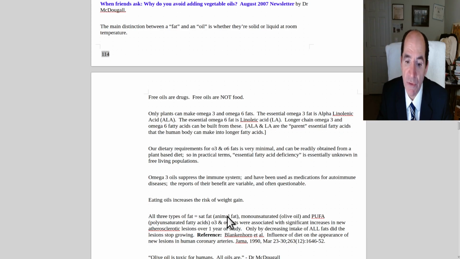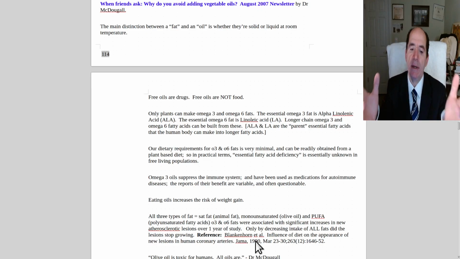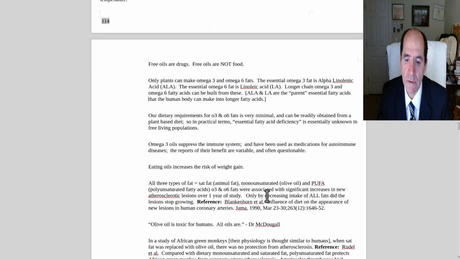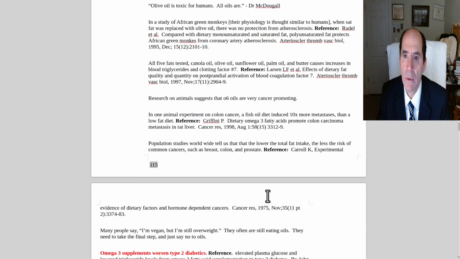All of these fats, by the way, were associated with significant increases in new atherosclerosis lesions over 1 year of a study. This is a study done by Blankenhorn, published in 1990 in JAMA. Basically, all types of fat increased atherosclerosis. And the only way to decrease atherosclerosis was to reduce intake of all types of fat. Okay, here's a quote by Dr. McDougall. Olive oil is toxic for humans. All oils are. And that's the way you want to learn how to think, because that's what gets you better. That's why Esselstyn says, no oils, not even a drop. McDougall says the same thing, no oils.